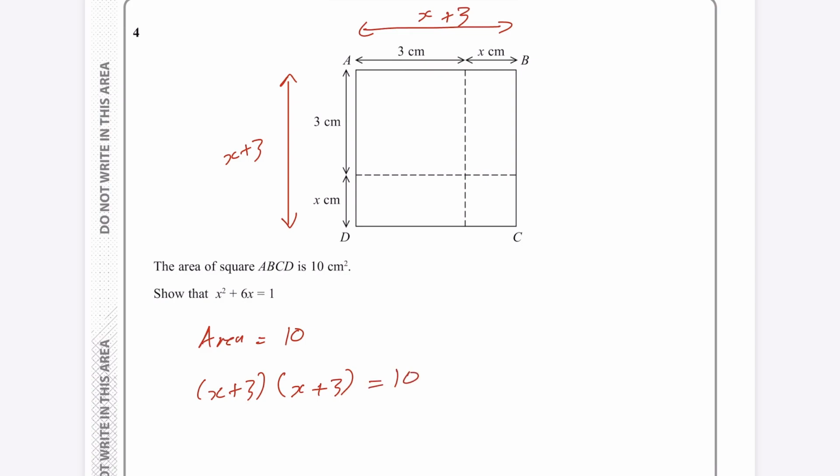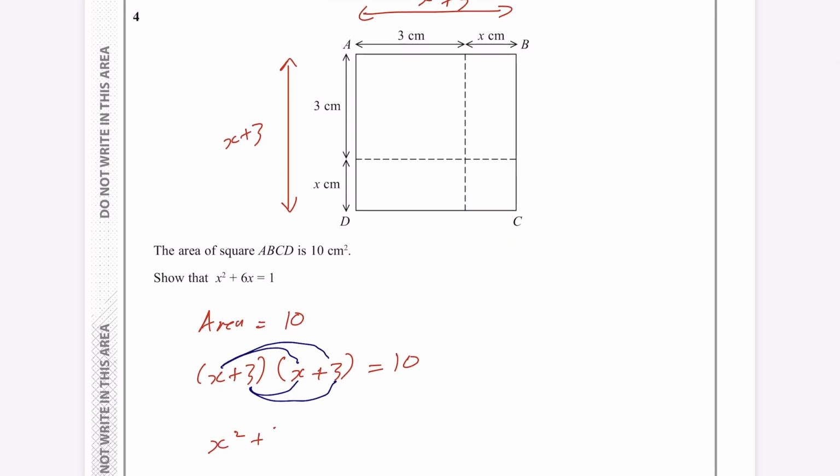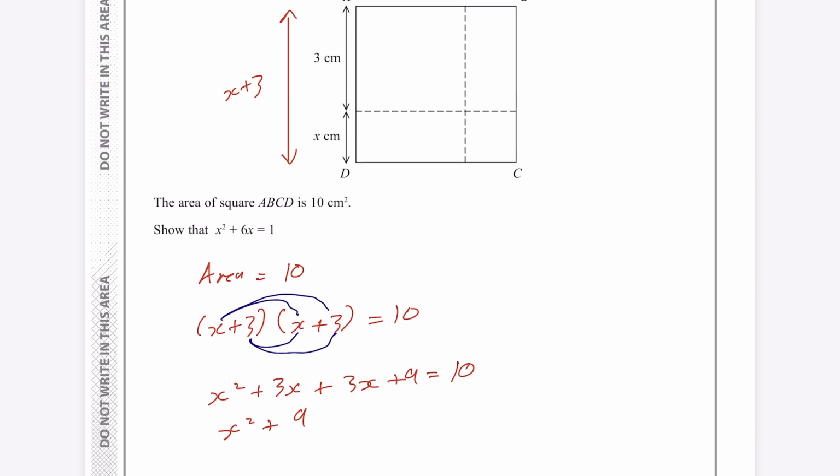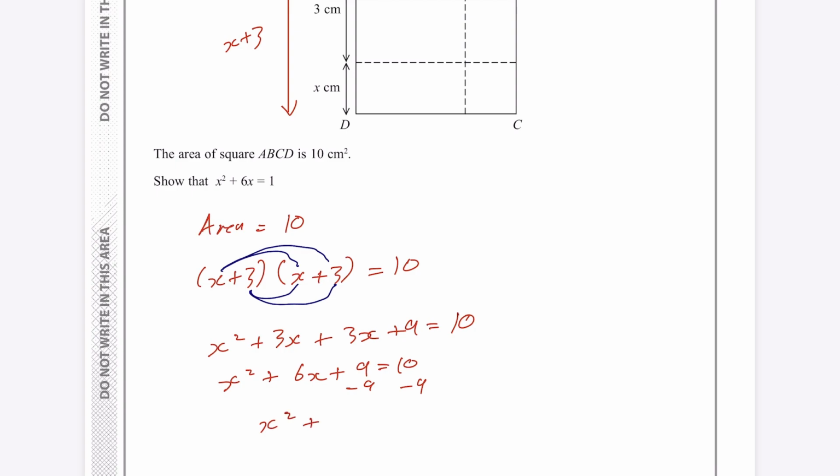We expand that, so we're going to multiply x by that and that, and then we're going to do the same with 3 multiplied by that and that. So that then becomes x squared plus 3x plus 3x plus 9 is equal to 10, which becomes x squared plus 6x plus 9 is equal to 10. We can subtract 9 from each side, and you can already see that's looking the exact same as what we have in the question. So that's that there.